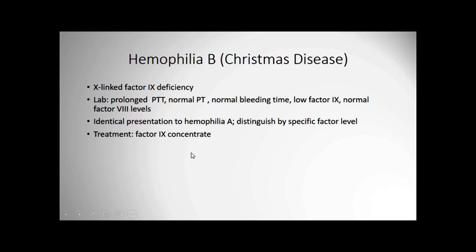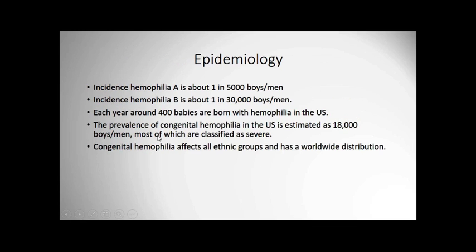It's very important to make the differential, because if we give factor 8 to someone who has hemophilia B, we are doing nothing. This is the incidence: hemophilia A, 1 in 5,000 males. Hemophilia B, 1 in 30,000 males. About 400 babies are born every year in the USA. The prevalence is estimated to be 18,000. Congenital hemophilia affects all ethnic groups and has a worldwide distribution.